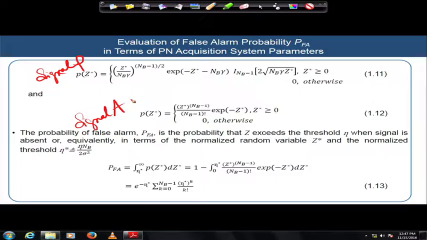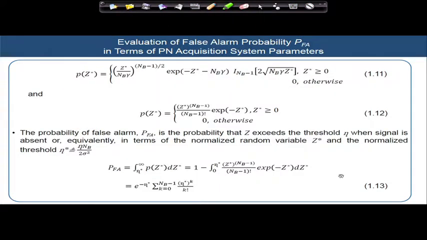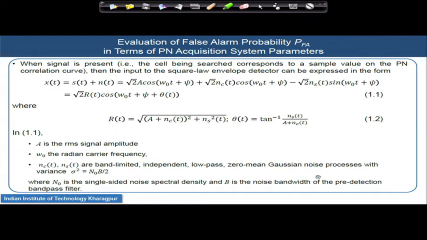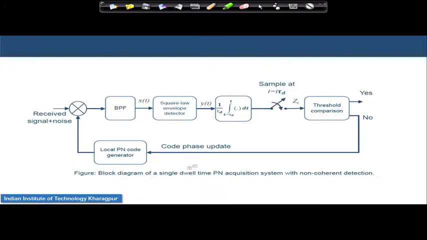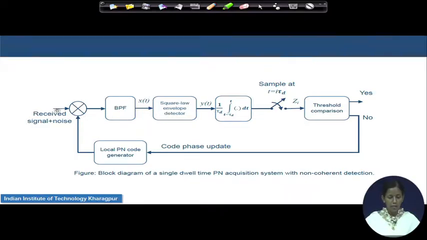Now, we are almost in the situation where we understand. So, let us go back once more to the block diagram and revisit what we have already understood. We started with a single dwell time PN acquisition system. We understand that it is a non-coherent detector. The signal that has entered at the front end was the data signal over which the PN sequence was superimposed. The target is to acquire synchronization between the locally generated PN code and the transmitted PN code, which is superimposed on the data.